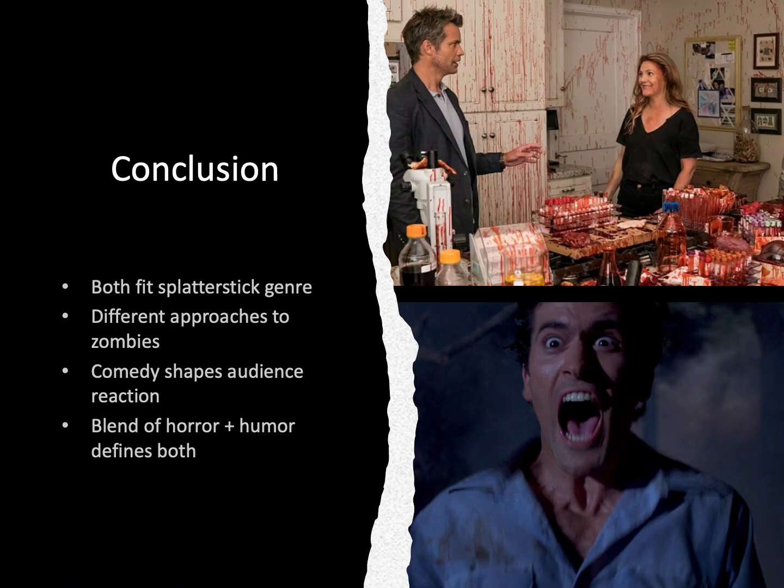In conclusion, both Santa Clarita Diet and Evil Dead 2 are strong examples of the splatterstick genre because they combine gore and humor in exaggerated ways. However, they approach the zombie very differently. Sheila represents a controlled, humanized version of the undead, while the Deadites in Evil Dead 2 represent chaos and loss of control. By comparing the specific scenes, settings, and characters, we can see how each fits into and challenges traditional zombie narratives.